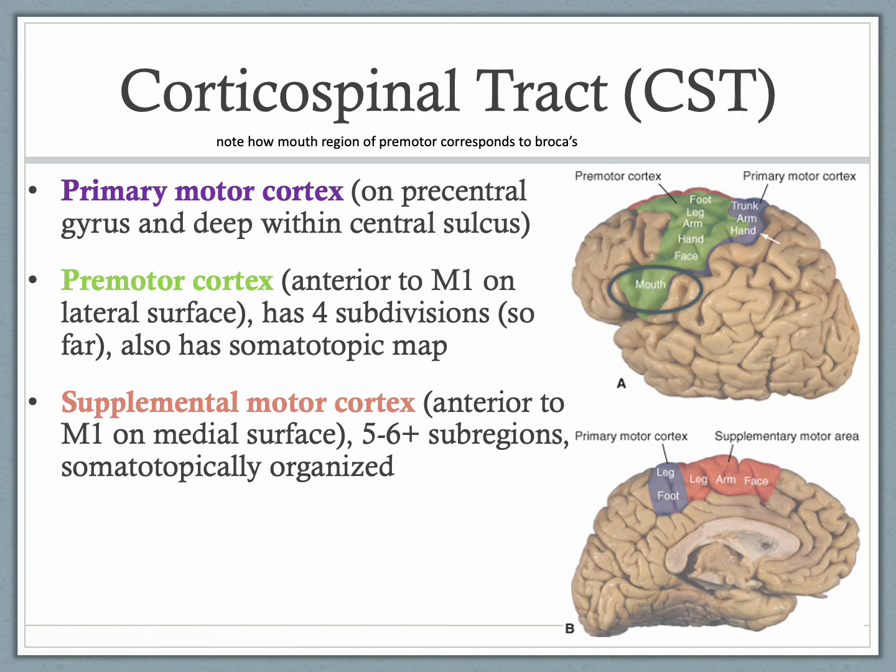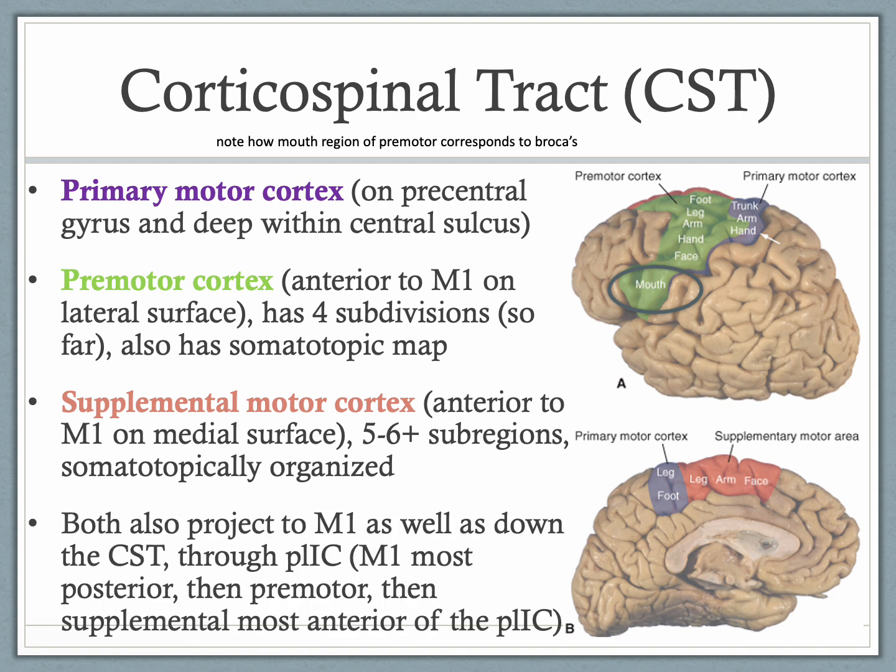There are 5 to 6 subregions, somatotopically organized. Both also project to M1 as well as down the CST through the PLIC. M1 is most posterior, then premotor, then supplemental most anterior in the PLIC.